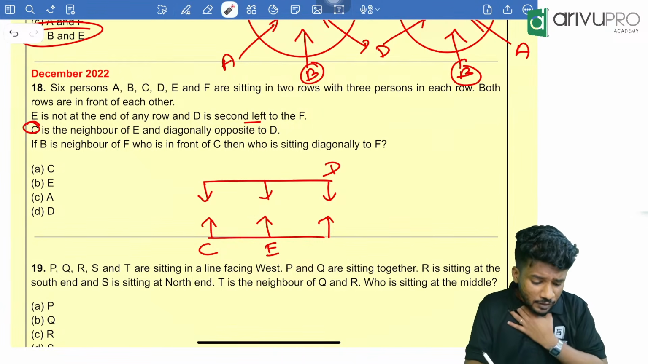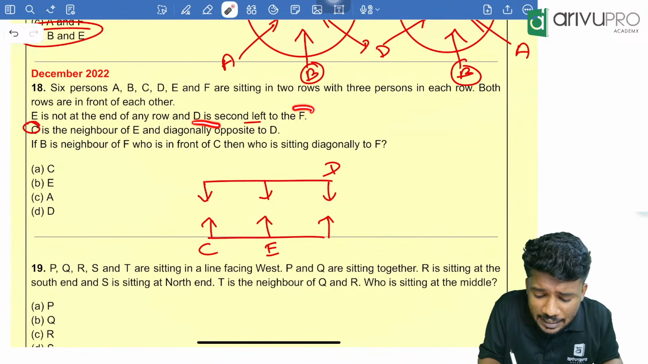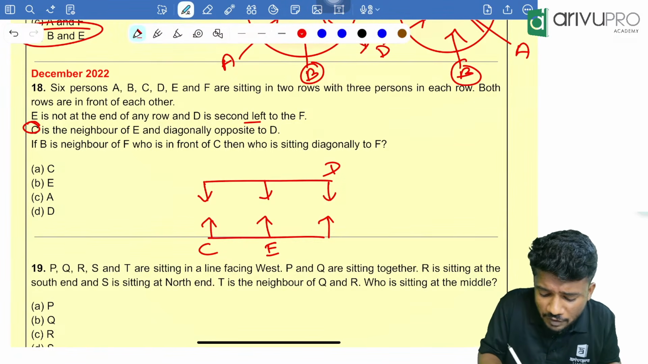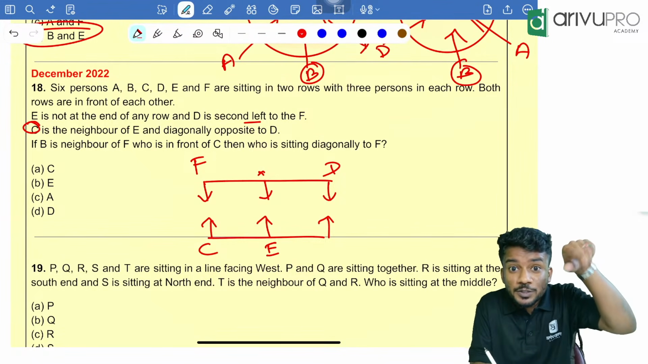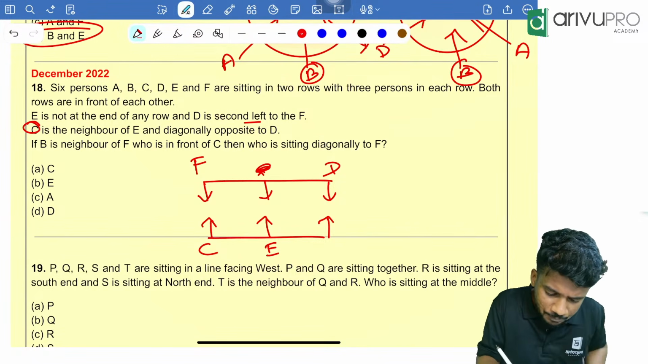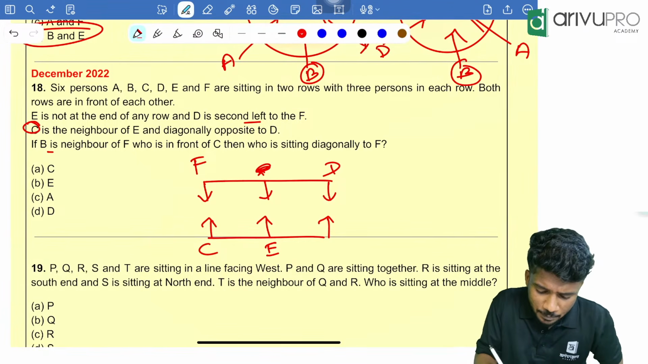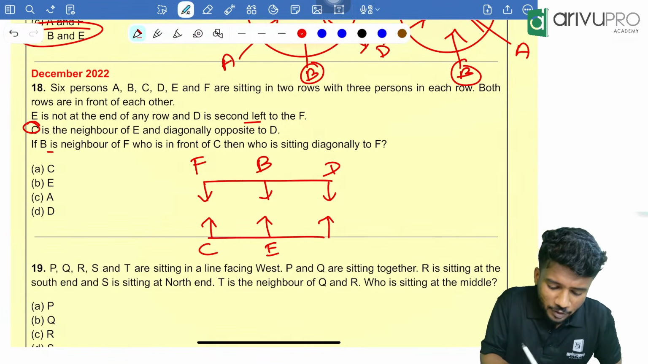Okay. Then what is given about D? D is second left of F. Second left of F means if F is over here, first left, second left, since they are looking towards south. Then what else is given? B is neighbor of F. B is neighbor of F means B should be over here.